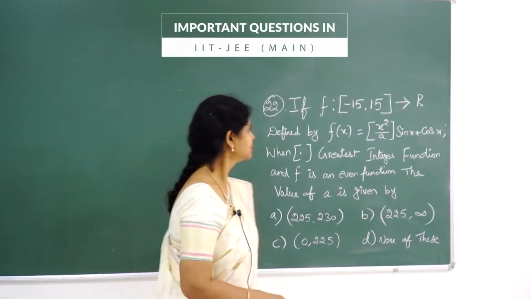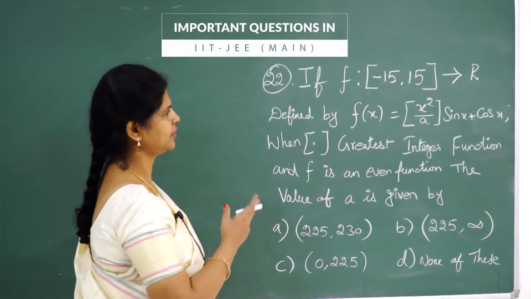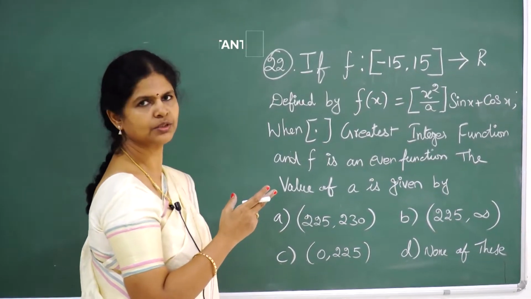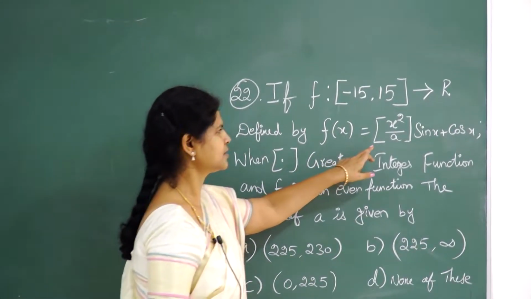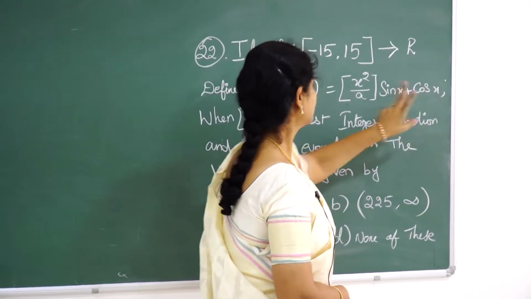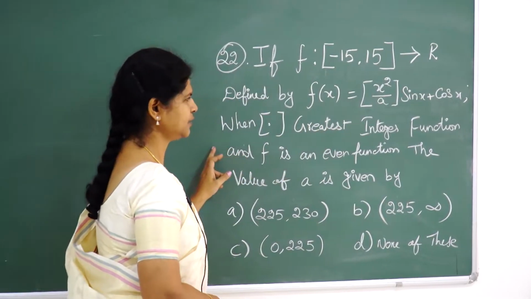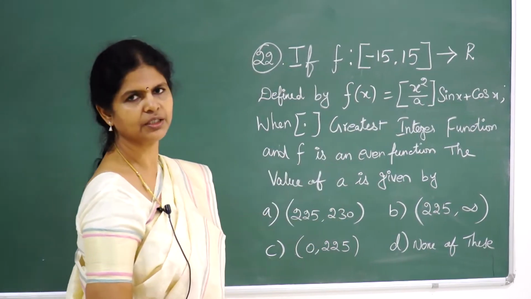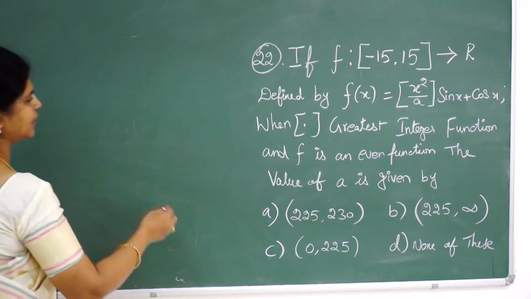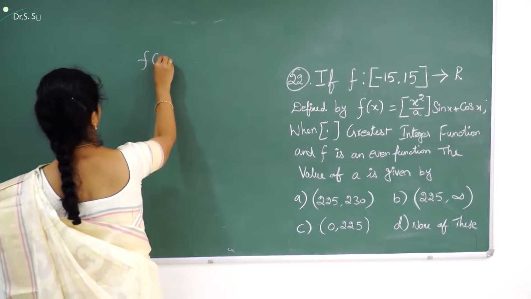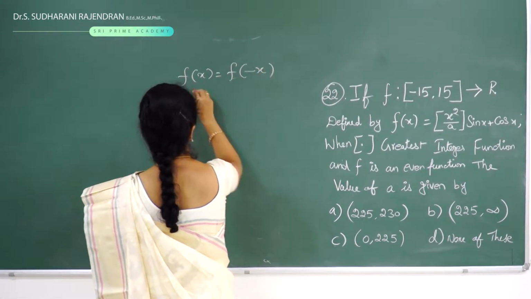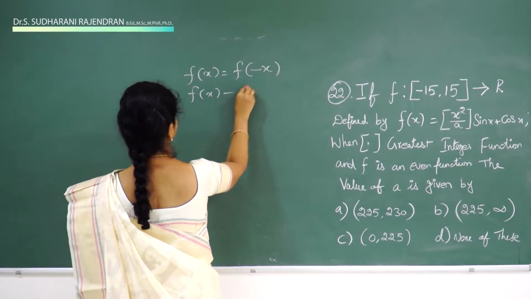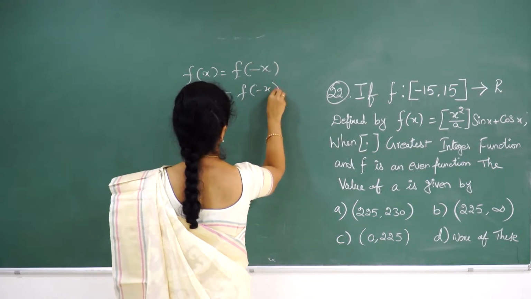Next problem: given the function f from the closed interval minus 15 to 15 to the set of real numbers, defined by this function. This is a greatest integer function, and sin x plus cos x. Next, f is given as an even function. What is the even function property? f of x equals f of minus x. That is, f of x minus f of minus x equals 0.